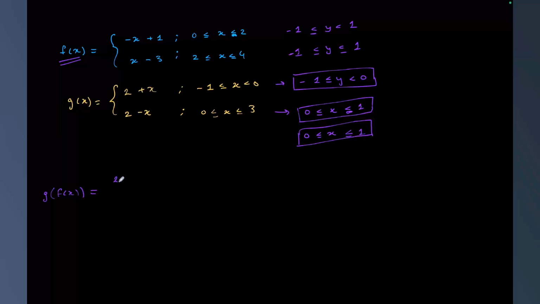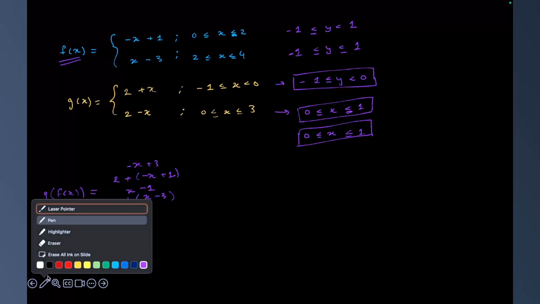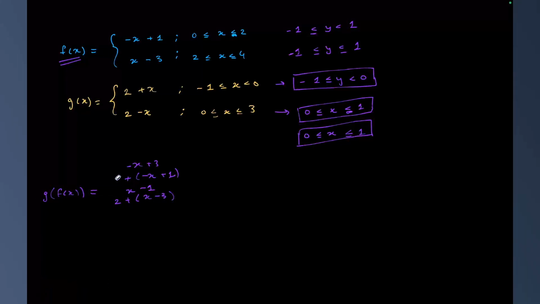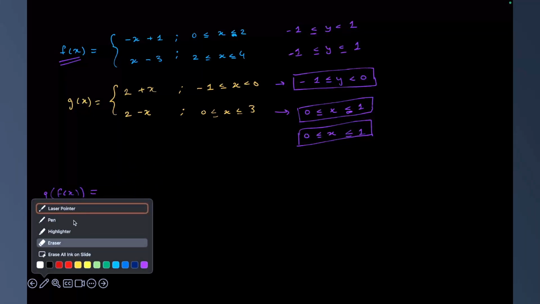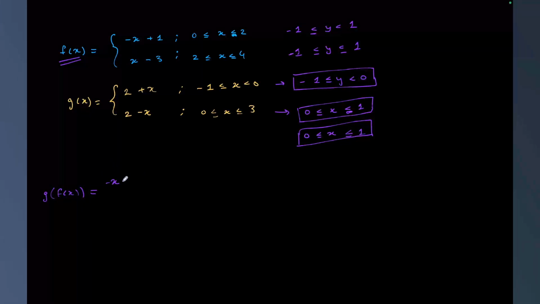So we'll have 2 plus negative x plus 1, 2 plus x minus 3. So this comes out to be negative x plus 3. This comes out to be x minus 1. Okay, so I'll just erase them and rewrite all over again. So minus x plus 3 and x minus 1.